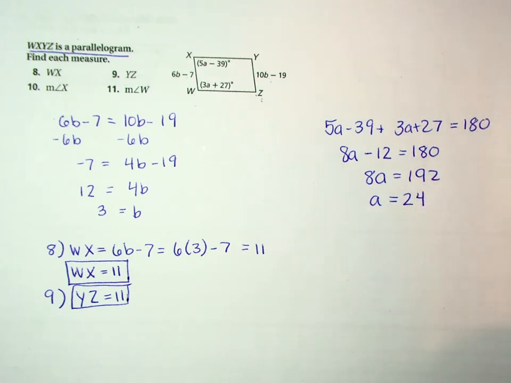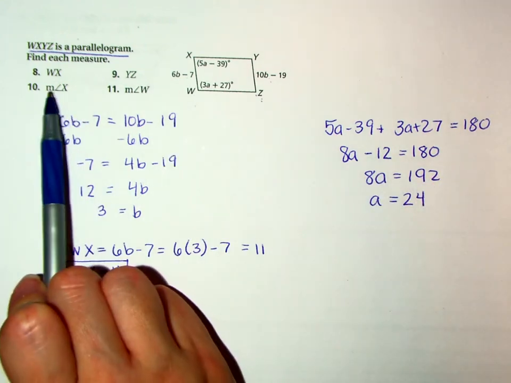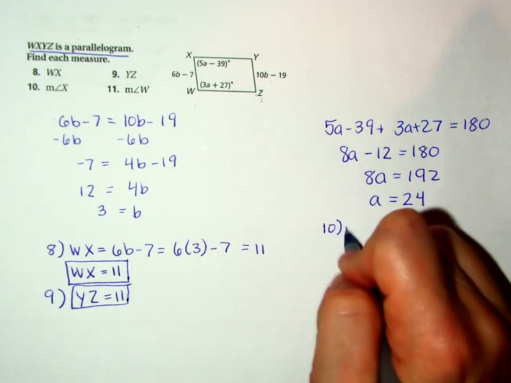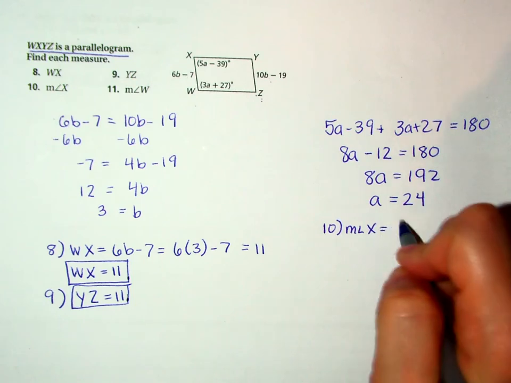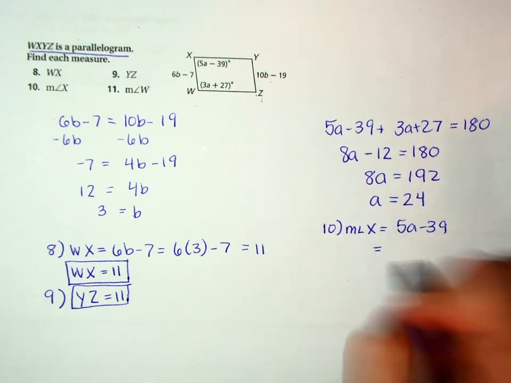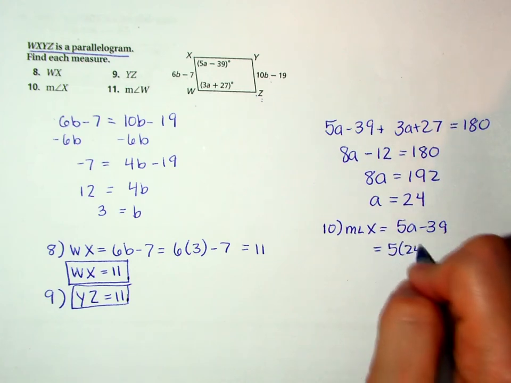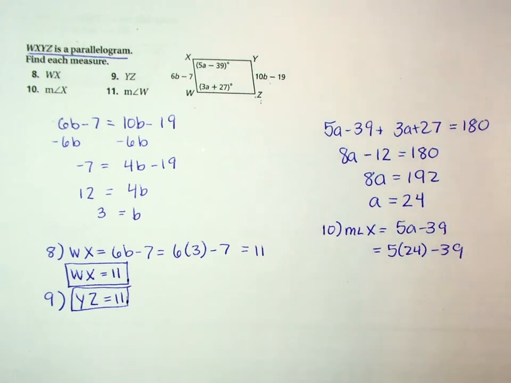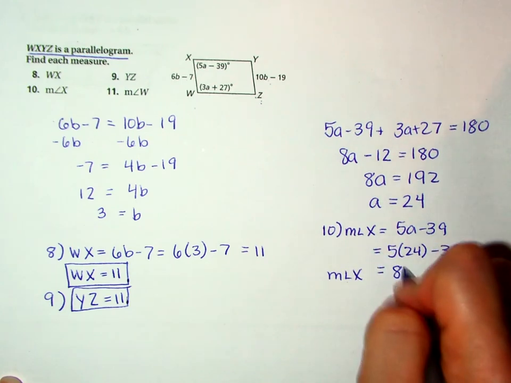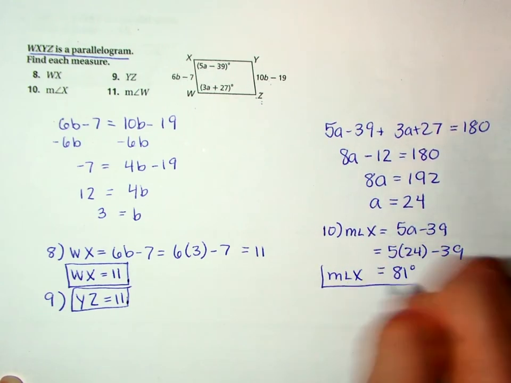But again, you're not done, and be careful. Remember to answer the question. In number 10, we're asked to find the measure of angle x. So the measure of angle x in number 10 is equal to 5a minus 39. So in this case, we're going to plug it in. 5 times that a, which was 24, minus 39. Now if we throw that in the calculator, 5 times 24 minus 39 is going to give us an angle measure for x to be 81 degrees. So that is number 10.